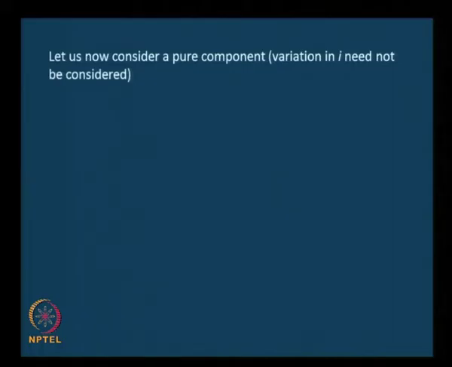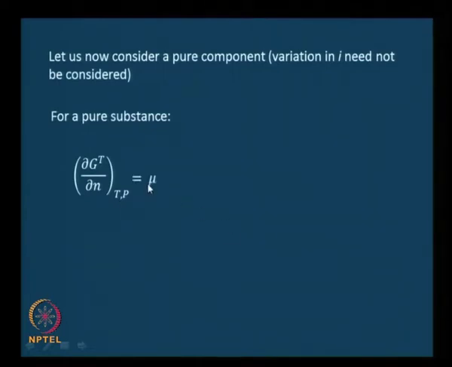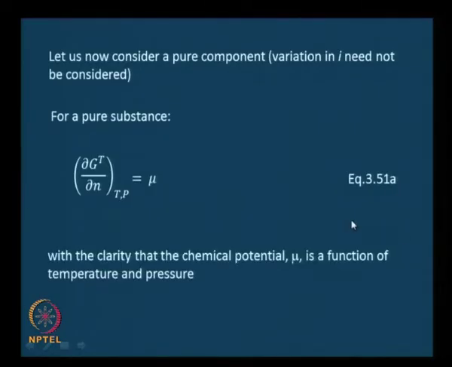Now, let us consider a pure component, which means there is no i involved anymore. It is just one component there, and therefore, variation in i need not be considered in the equations that we wrote earlier. And for such a pure substance, ∂Gt/∂N at constant T and P would become the chemical potential of that substance. Let us call this equation 351a, and we need to be clear here that chemical potential is a function of temperature and pressure too. It is just that it is being held constant here, and we are defining it as the chemical potential.